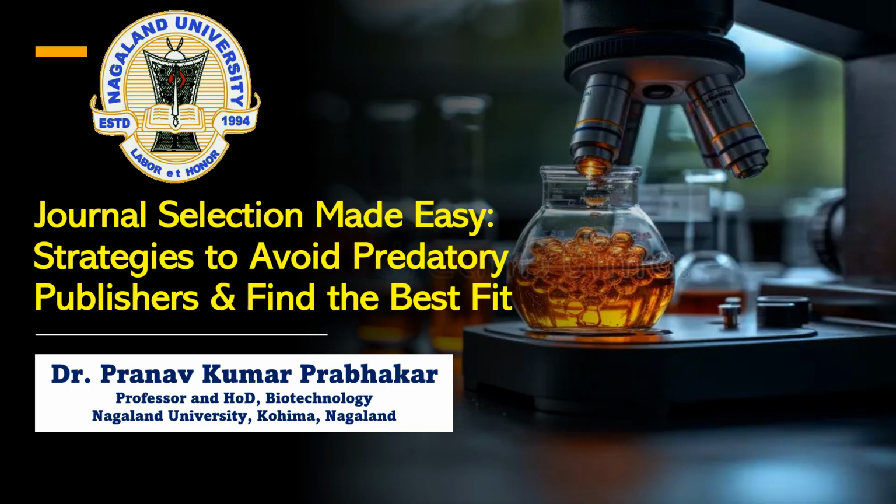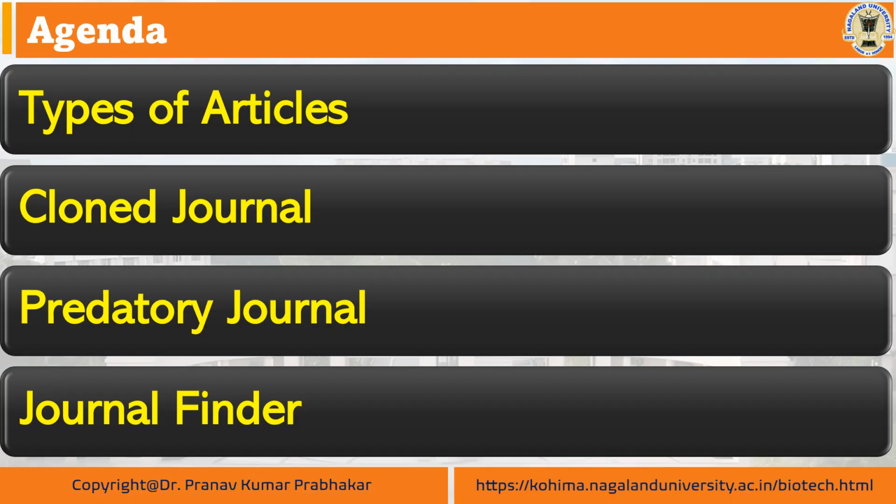Why? Because when we understand cloned and predatory journals, one way is the editorial process. So we will understand what the editorial process is when you submit a paper, how it flows, and its journey. Later we will see the lacunae on the basis of which papers get rejected, and then we'll come to cloned and predatory journals. We will talk about the types of journals, then cloned and predatory journals, and then journal finders.